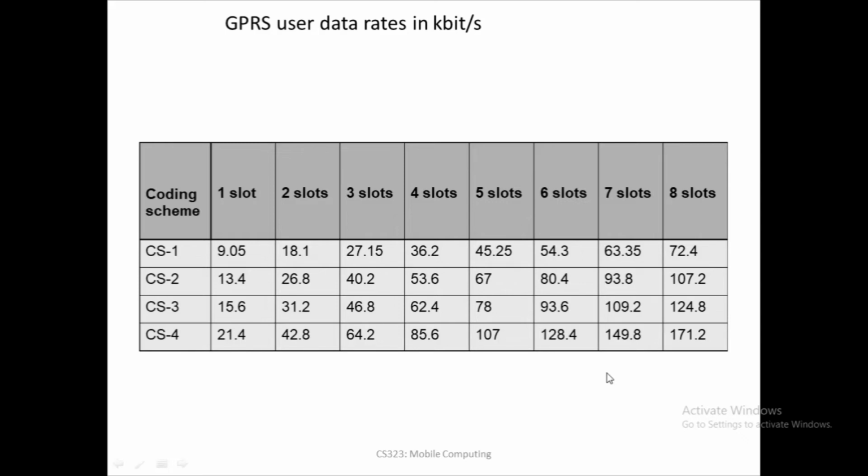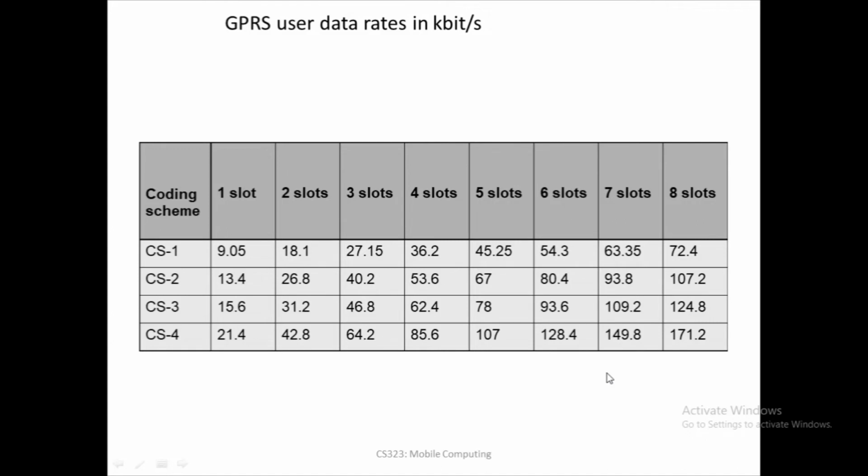Now the system selects the coding scheme depending on the current error rates. And it should be noted that the real available data rate heavily depends on the current load of the cell, as the GPRS typically only uses the idle time slots.